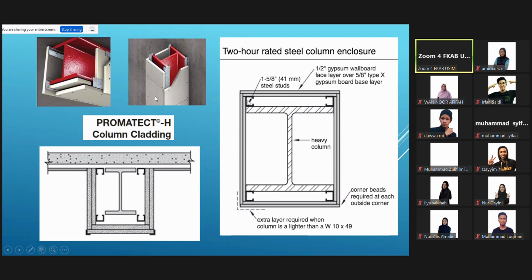They use this C-stud, screw to the stud. They cannot screw to the flange. It's too hard. Tak boleh. They screw to the stud. I show you all these threads actually is stud. So this material is fire rated. It's a composite material. Ploma, dia punya brand Ploma.